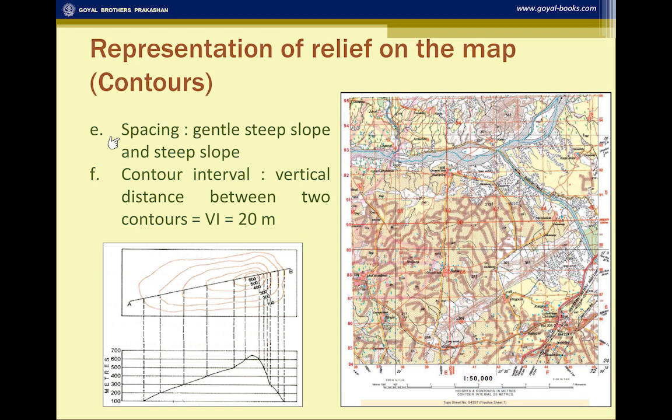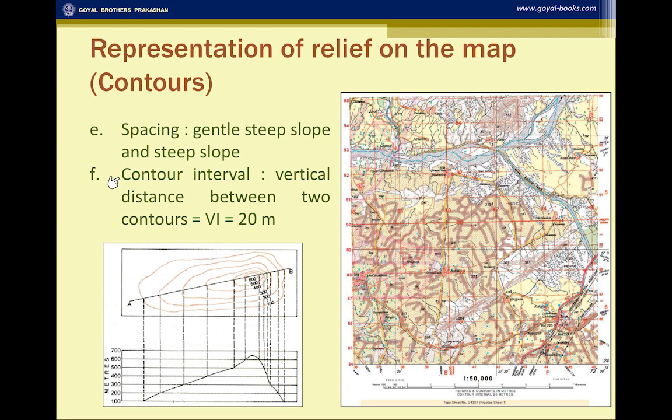Generally, the question that comes on the contour is also on the spacing. You can see that some contours are drawn very close together. On the other hand, some are drawn far apart. This is to show the gentle slope and steep slope. Now the spacing of the contour on the survey sheet shows the gentle slope and the steep slope. Whenever the contours are drawn close together, they show the steep slope, and whenever they are drawn far apart, they show the gentle slope.